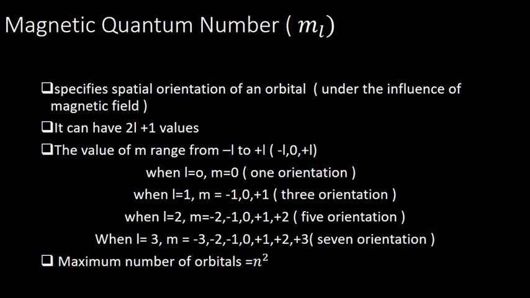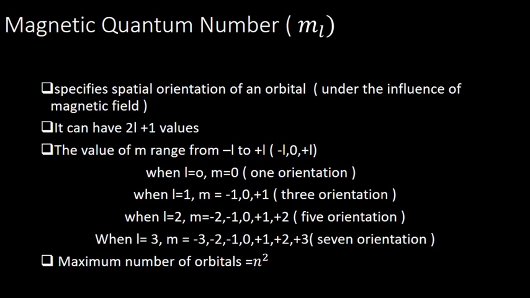Then the value of m ranges from -1 to +1 through 0. That is, when taking the m values, you have to take -l to +l. For example, we take the case of l equal to 1. When l is equal to 1, how many m values come? 2 into 1 plus 1, 3 m values. What are those m values? They are -1, 0, +1.